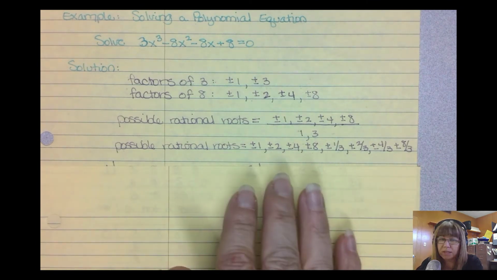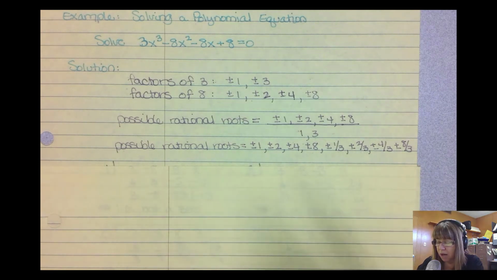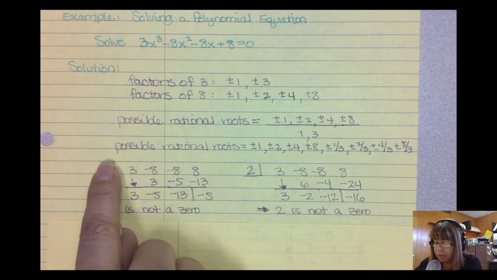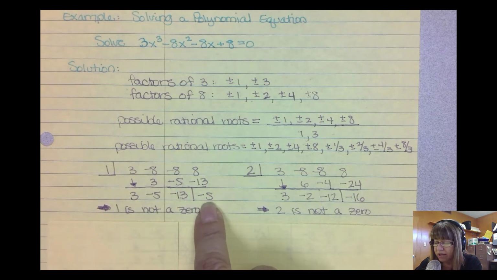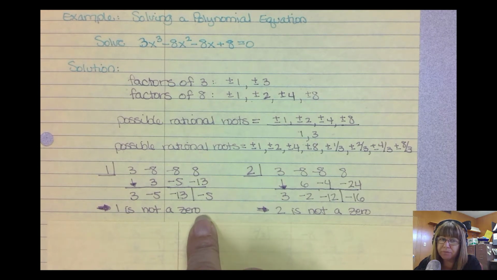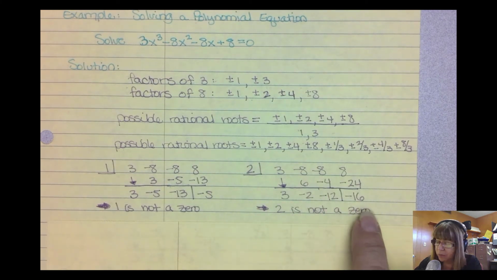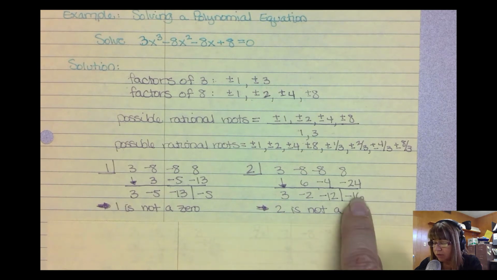There's really no rhyme or reason. You can select any of these to test, and I start with the positive values. All right, so when I test 1, I'm going to let you run through the process yourself. I just used synthetic division. 1 turned out to have a remainder of -5, and therefore 1 is not a 0. I grabbed 2 next, and I ran through the synthetic division, and I ended up with a -16 as a remainder. And so I know 2 is also not a 0 because I'm looking for a 0 at that last end.